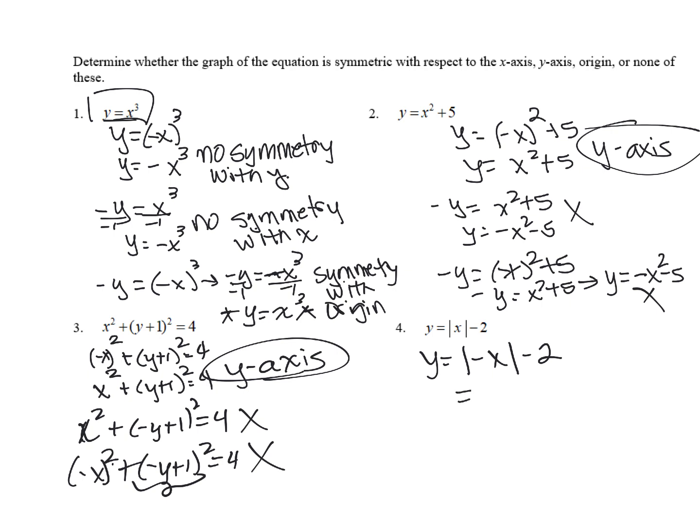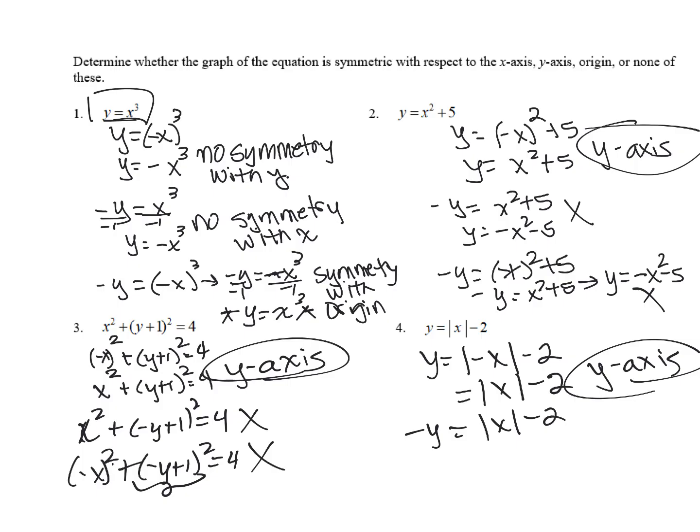It's going to be the same thing as the absolute value of x. So therefore, we have symmetry with the y-axis. Okay, when we do negative y equals the absolute value of x minus 2, I divide by negative 1. Y equals negative the absolute value of x plus 2. That is not the same thing, so there's no symmetry with the x-axis.